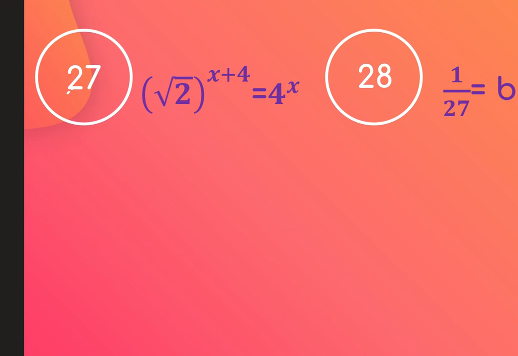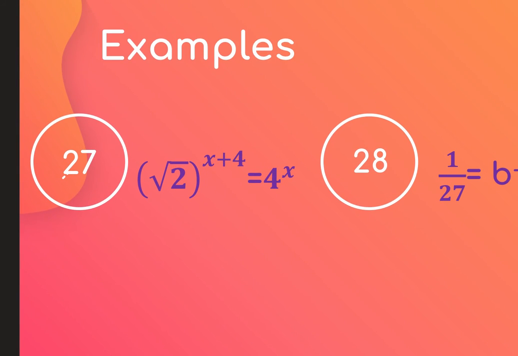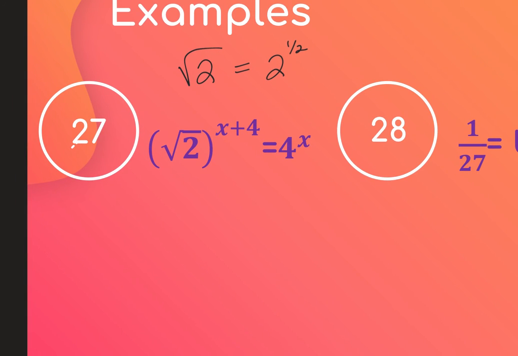So looking at 27, I've got the square root of 2 to the x plus 4. What's the same thing as the square root as an exponent? Square root is the same thing as 2 to the what? 1/2. Okay? So square root 1/2, cube root 1/3, anything like that, right? The index was on the front. So this is actually 2 to the 1/2 raised to the x plus 4 equals 4 becomes what? 2 squared raised to the x.